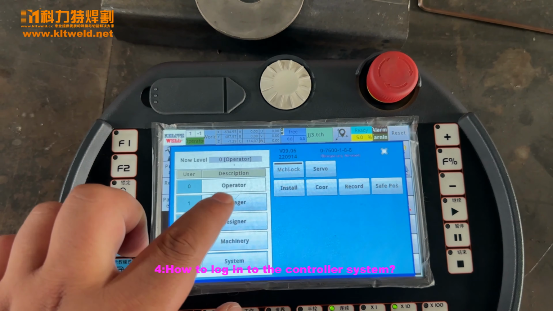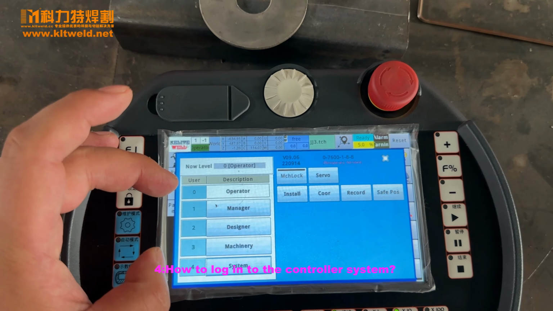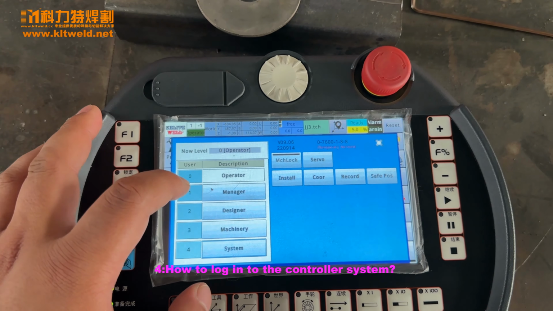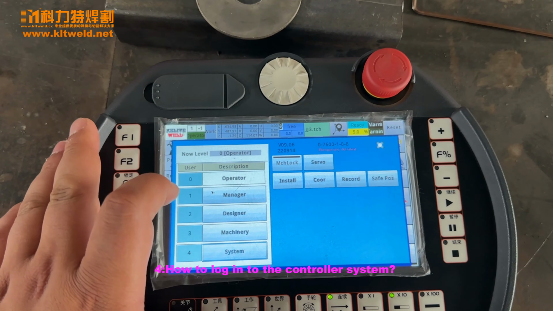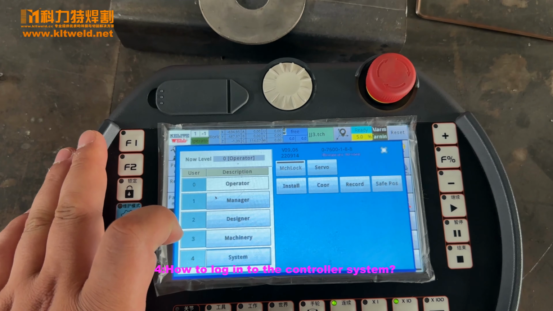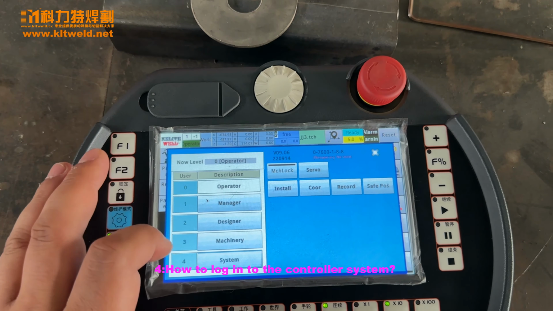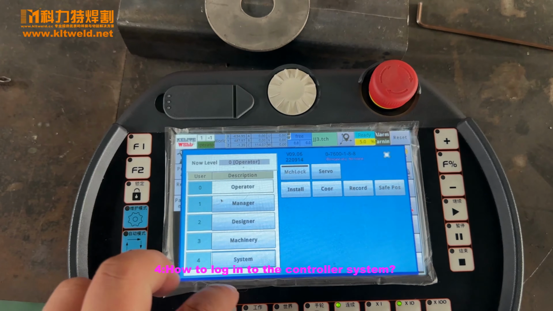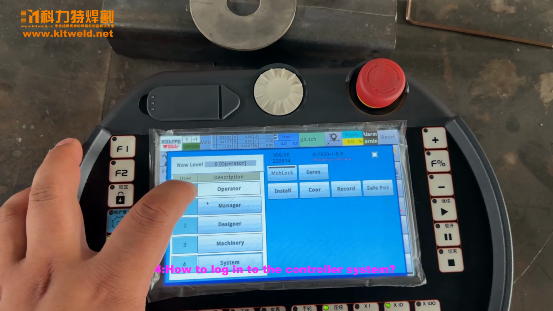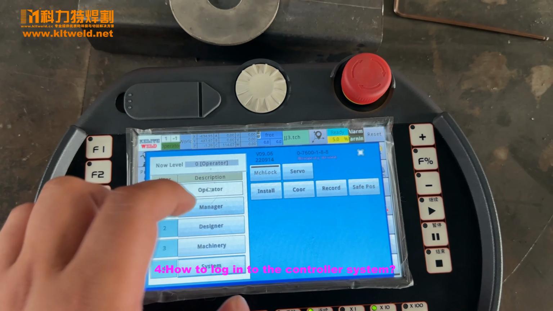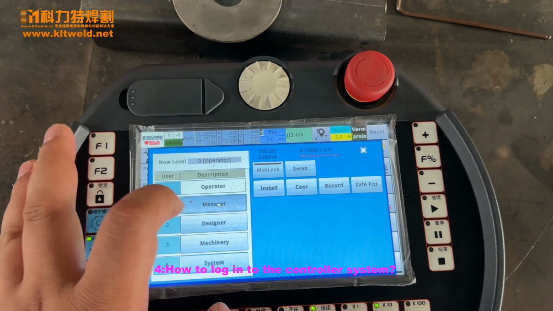Here is... there are 5 modes. 0 is operate, 1 is manage, 2 is design, 3 is measure, and 4 is system. Then you can choose operate. Here is operate. Here is manage.